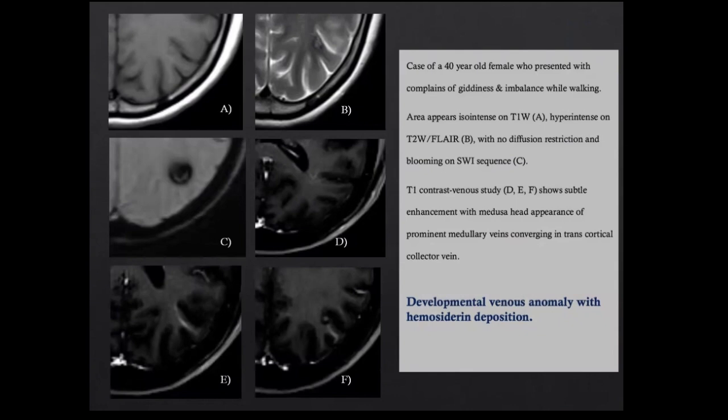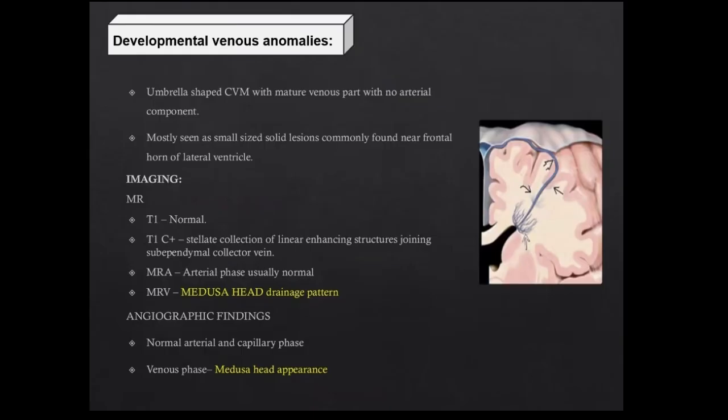Next, we have a case of a 40-year-old female presented with giddiness and imbalance while walking. Area iso-intense on T1 weighted, hyper-intense on T2 FLAIR, with no diffusion restriction or blooming on gradient sequences were noted. T1 contrast study revealed subtle enhancement with medusa head appearance of prominent medullary veins converging in transcortical collector veins. Developmental venous anomaly with hemosiderin deposition was diagnosed.